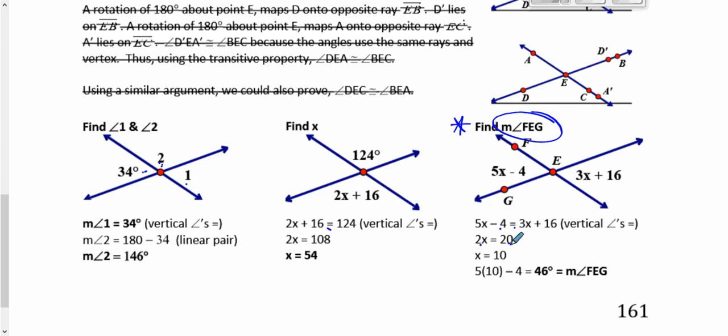Now, here's what happens. A lot of kids get to this point, x equals 10. I'm done, I got x equals. You're not done. You got to do one more thing. Find FEG. Put the 10 in for the x and 5x minus 4, okay? So be careful when you see one like that. Don't get excited when you get x equals. It doesn't mean you're done, all right?